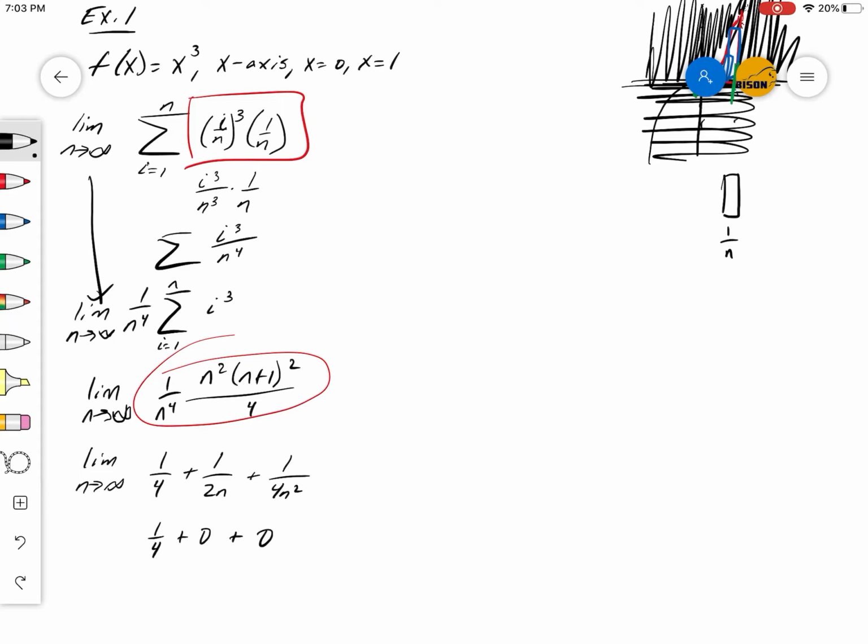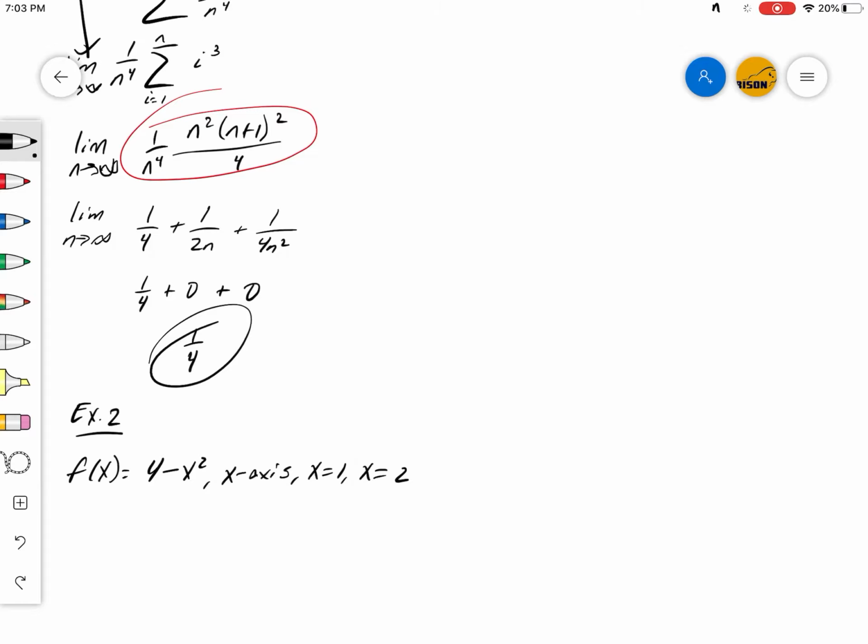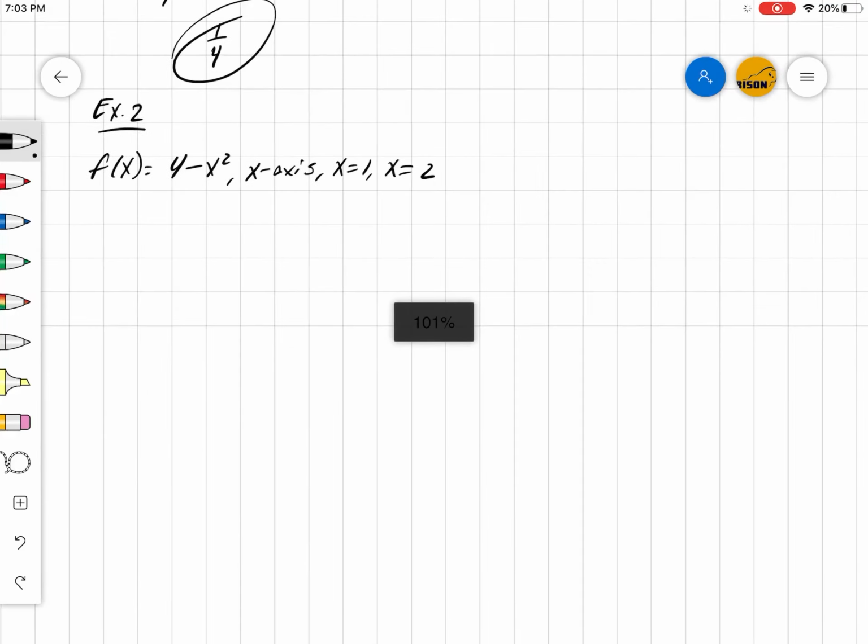Same for our second piece right here. Once I add all those together, I've found the area under that curve. So it's 1/4 on this problem. Let's take a look at another problem.